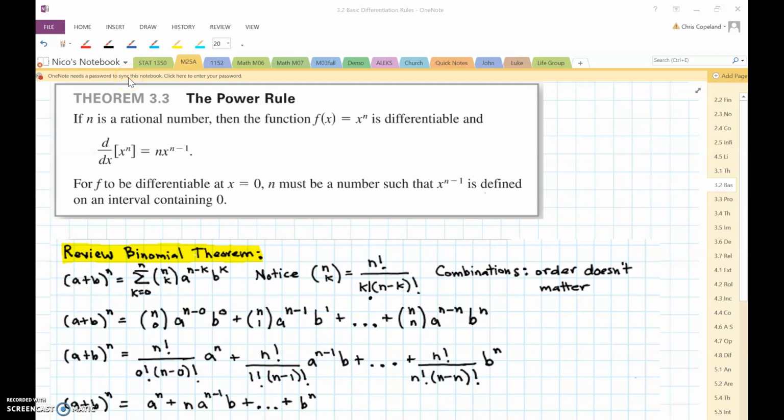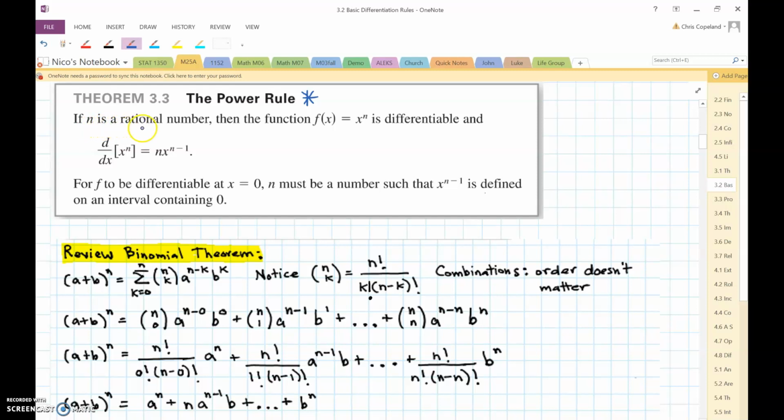Okay, the next differentiation rule that we're going to look at is the power rule. Differentiation is a fancy way of saying derivative. Okay, so, power rule.